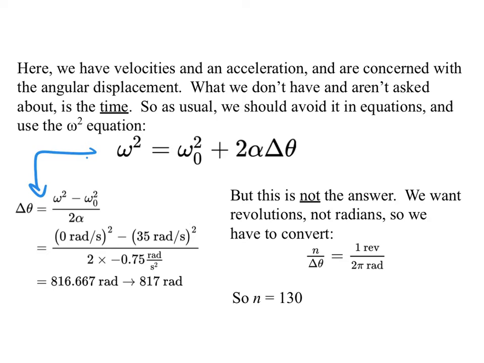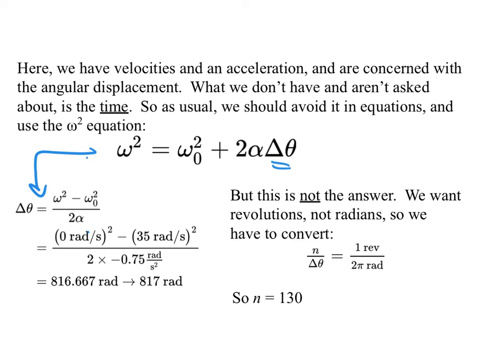We solve this for delta theta, and delta theta is the difference in the squared velocities over 2 alpha. But we end at 0, and we start at 35, squaring them over here. And then on the bottom, we have 2 times a negative acceleration. Why? Because if it's moving at plus 35 but getting slower, it's got to be accelerating the other way. So we put in the 0.75 as a negative value. Grind all that out, you get 816.67 radians, which, looking at the sig figs, should probably be something like 817.